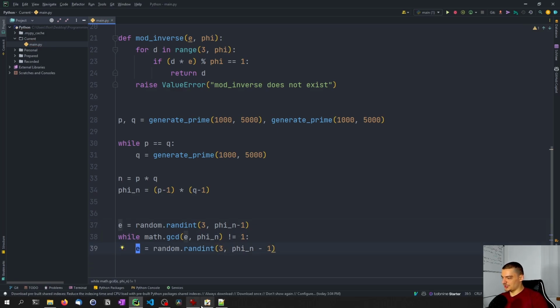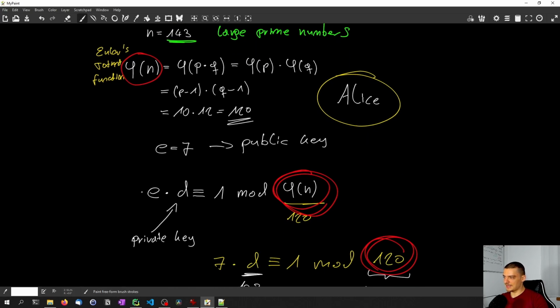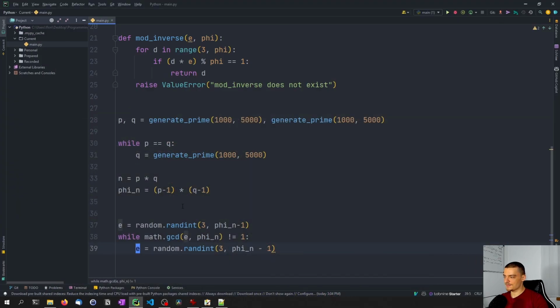So just to associate this with this here, we already have n, we have p, we have q, we have phi of n, which we just determined with this formula here. And now what we're doing for e is we're just trying to find an e that is between 2 and phi of n, not including 2, not including phi of n. So basically from 3 to phi of n minus 1. And we want a coprime e.